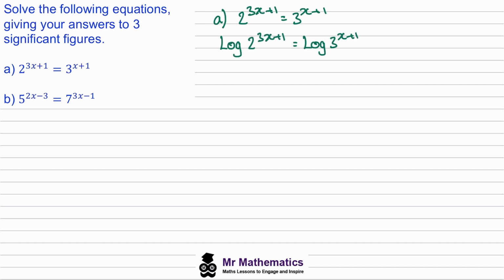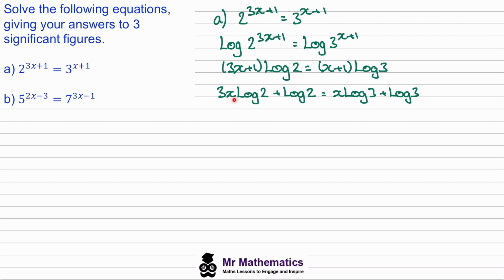And by taking the log of both sides, what this allows us to do is to use the power rule to bring each of these powers down in front of a log. So now you can see we've got the 3x plus 1 times the log of 2, and the x plus 1 times the log of 3. And at this point, it's probably easiest to expand out these brackets.